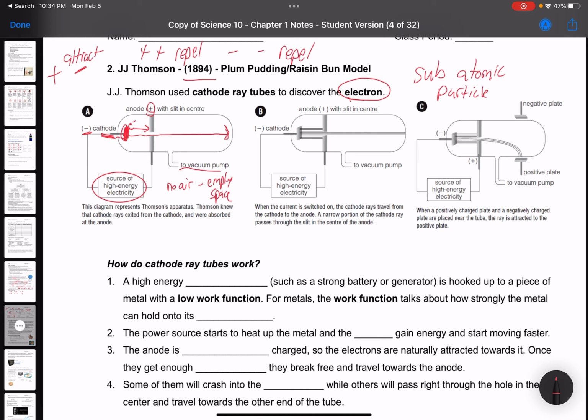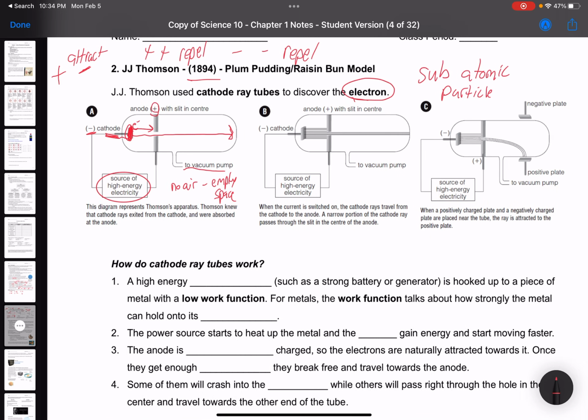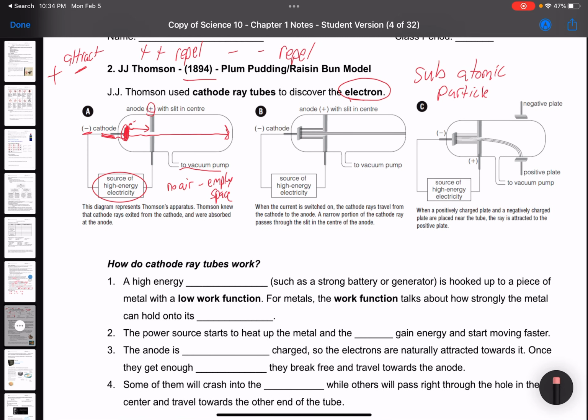So anyways, back to my cathode ray here. The cathode gets a lot of energy given to it, and these electrons start breaking free. So J.J. Thomson, he didn't invent the cathode ray, he just utilized it. What he noticed is that if we come over here to C, when you have a negative plate and a positive plate, so what he did was bring some more electric charge nearby. He noticed that this thing bent downwards, and it bent towards the positive plate. So again, remember that opposite charges attract. So if it's going to the positive plate, this stream must be negative.